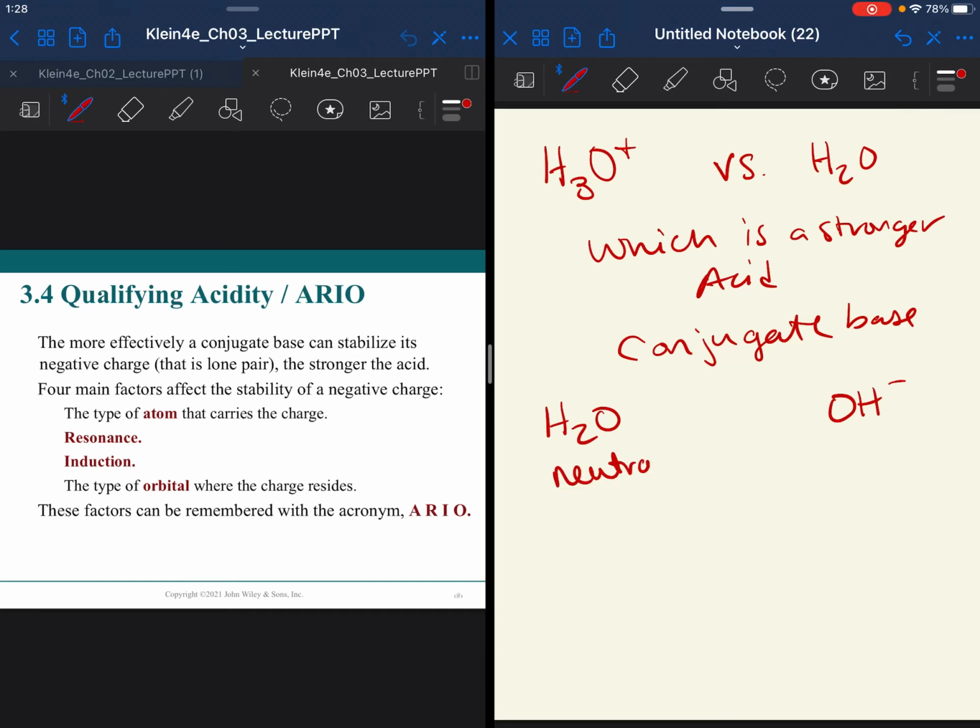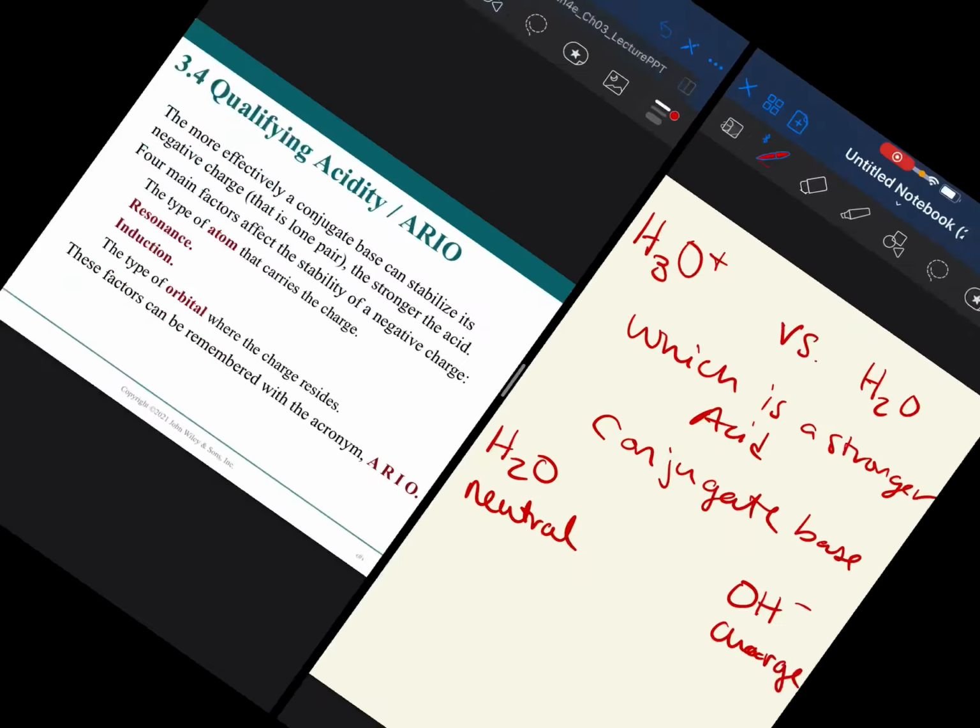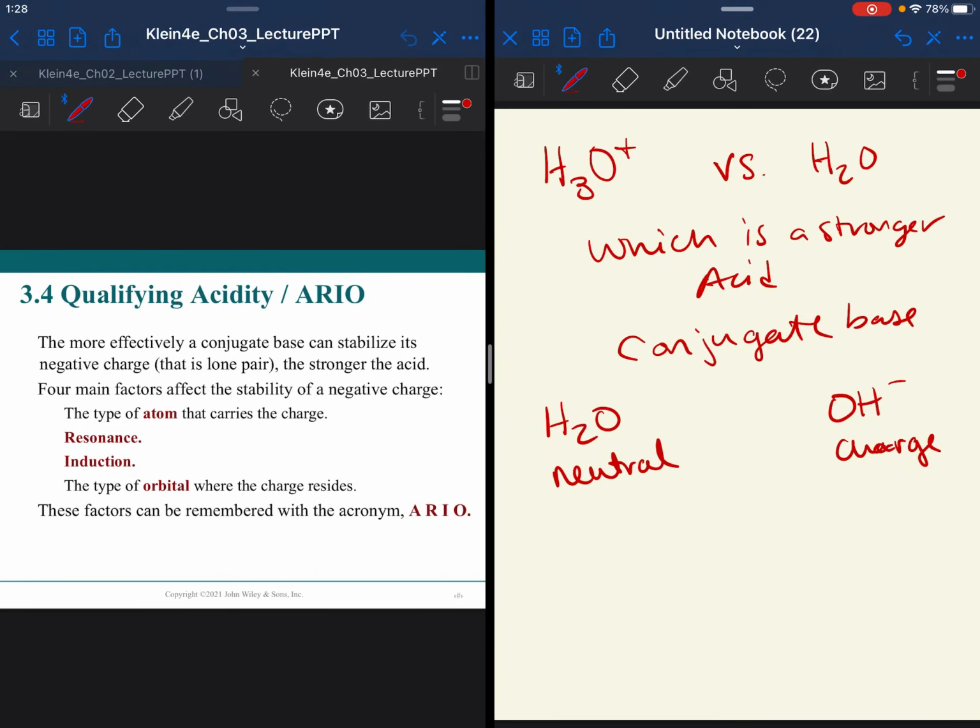Neutral versus charge. So in this example, you see this kind of an example come up here and there, but it's more rare. So Klein kind of skips over it right here. However, it can affect your homework later, so I want to make sure we go over it. Which one of these is more stable? Which one of these is going to give up that proton more easily to make this conjugate base?